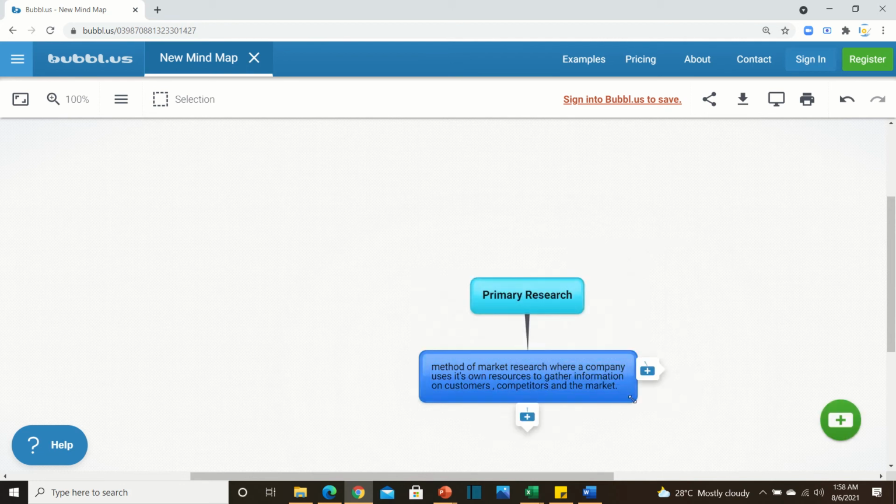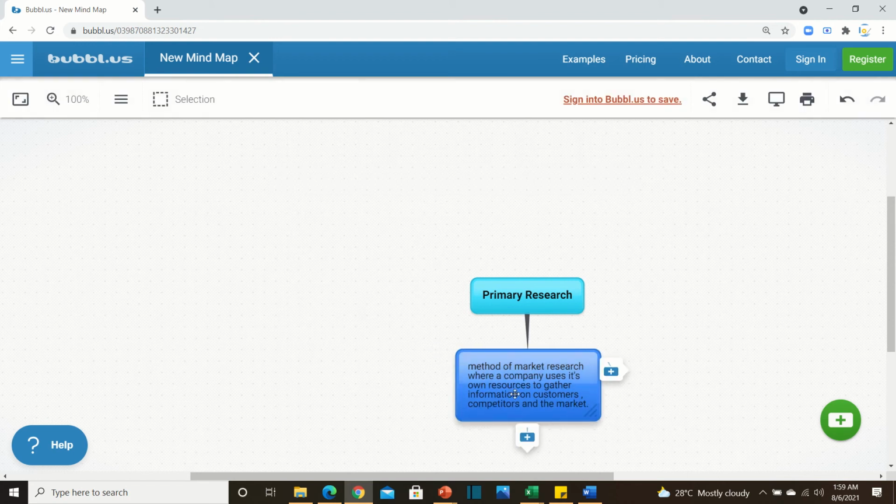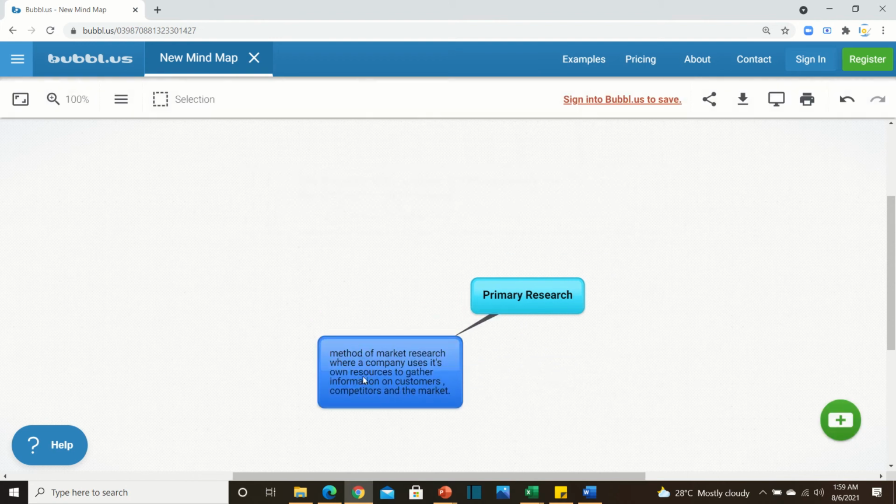Now either we could go and do research on our own by going into a particular sample or a particular representation of a population और उनसे सवाल पूछ के इस क्वेश्चनर भरा के सर्वे करके फोकस ग्रुप्स करके हम आंसर्स लें या we could hire a research agency.